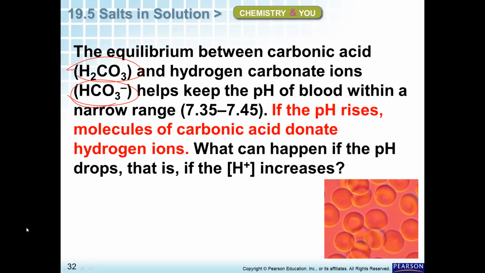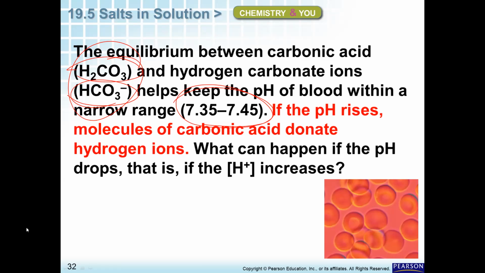Your blood is kept at a pH of 7.35 to 7.45, and that is needed for you to survive because you have one of those systems. There's another one, by the way, the phosphate also. But the carbonic acid is the one which is responsible. So if the pH rises, molecules of carbonic acid donate a hydrogen ion. What happens if the pH drops? That is, if H plus increases.